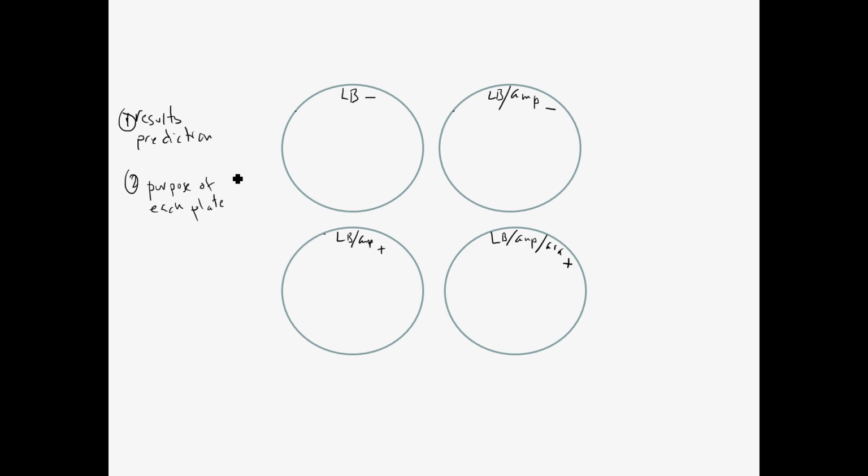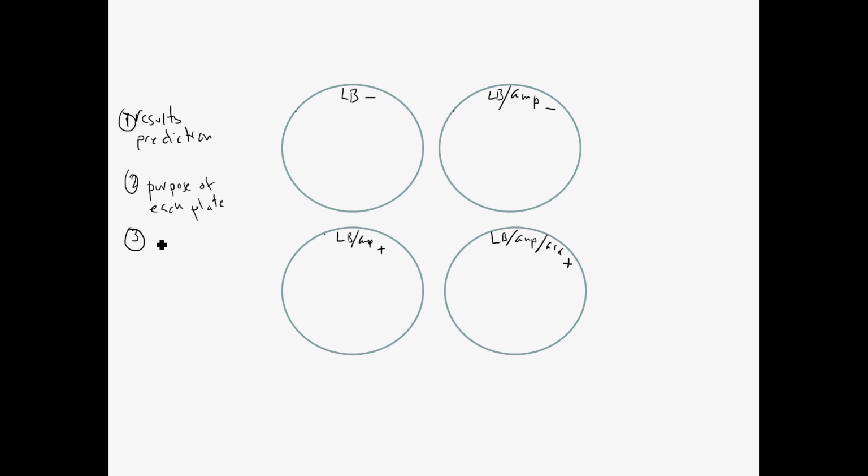So finally, wrapping this up, I know this is a long one, but you should be able to take this, and so we're going to have LB amp minus, and then you had LB amp minus, and then you had LB amp plus, and LB amp arabinose plus, right? So what you should do here is be able to then make a results prediction. So what would you predict? Right? So this is number 1. Number 2, be able to then talk about the purpose of each plate. Right? So why do you need this plate? Why do you need this plate? Why do you need this one? Why do you need this one? Right? What are they showing you? Right? What does this tell you?